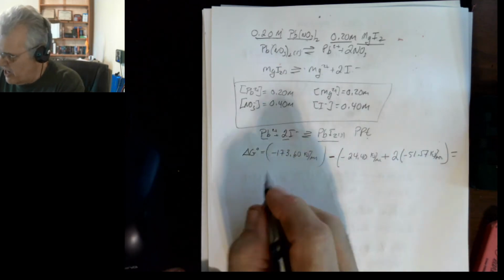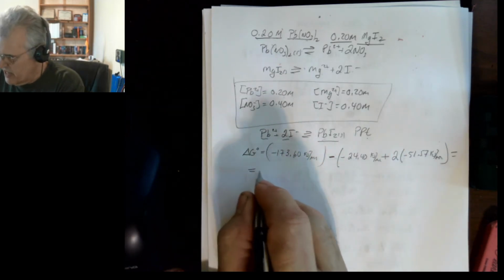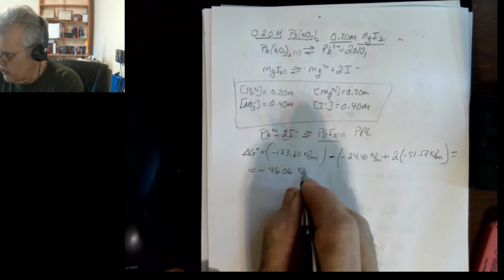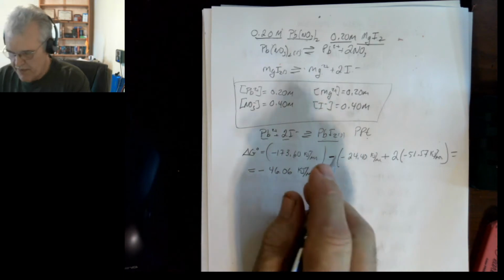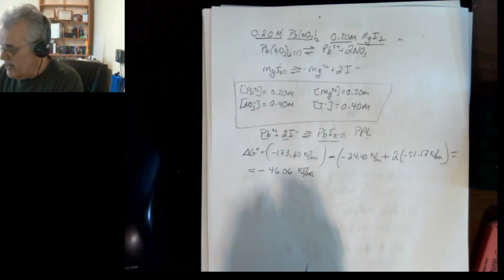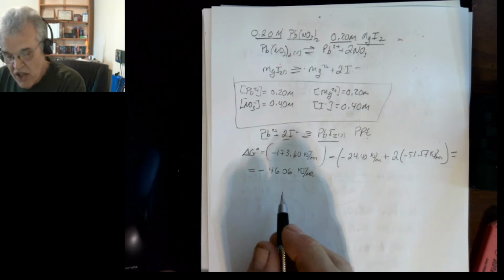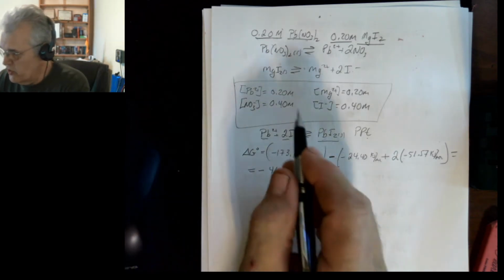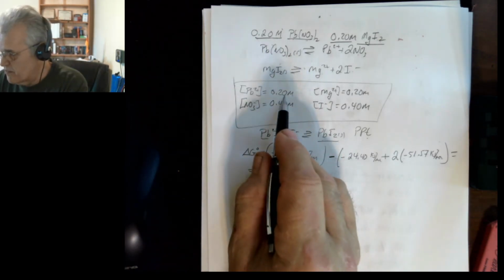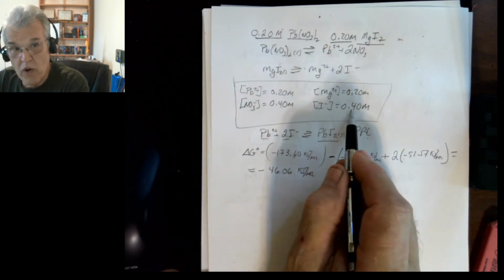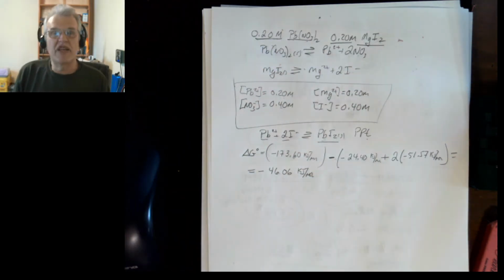So if we add all that up, you should get equal to negative 46.06 kilojoules per mole. Okay? So that's for our Gibbs free energy. All right? Then, what's the next step? Well, the next step is we're going to mix together those two solutions. The two solutions, one has the lead at 0.2 molar, and it has iodide at 0.04 molar. But we're going to mix equal volumes of each.